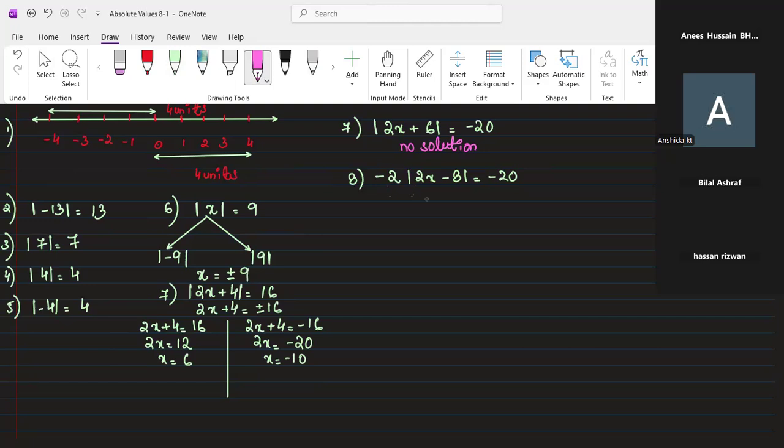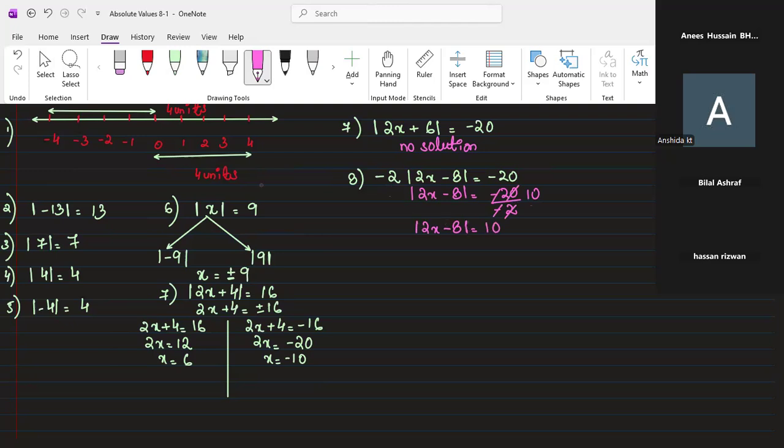So first you need to shift this negative 2 to the right hand side, and then this negative 20 and negative 2 get cancelled out and you will end up with a positive 10. So modulus 2x minus 8 is equivalent to 10. Alright.